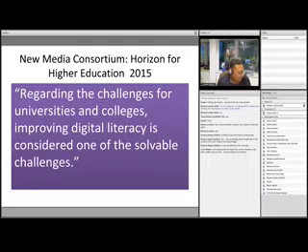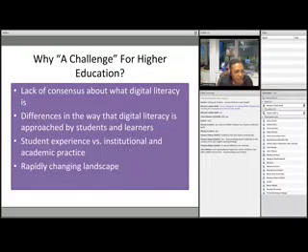Some of the challenges that I identified in terms of why it could possibly be a challenge for higher education is exactly what some of you have said here. This idea that there's a lack of consensus about what digital literacy actually is. So what are we actually talking about? Are we talking about the ability to use MS Office, or a particular program, particular pieces of software that architecture might use? Is it the ability to blog confidently? Is it the ability to stay safe online?